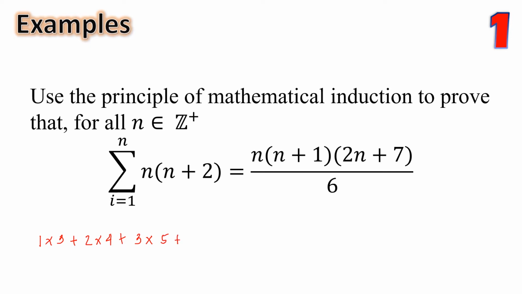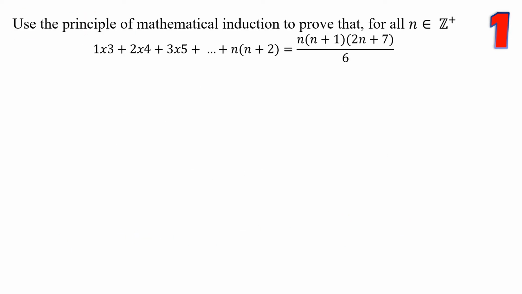And if we have i equal to n, that will be n times n plus 2. This is equal to n times n plus 1 times 2n plus 7 all over 6 for all n greater than or equal to 1. Let us use mathematical induction to prove this statement in n.